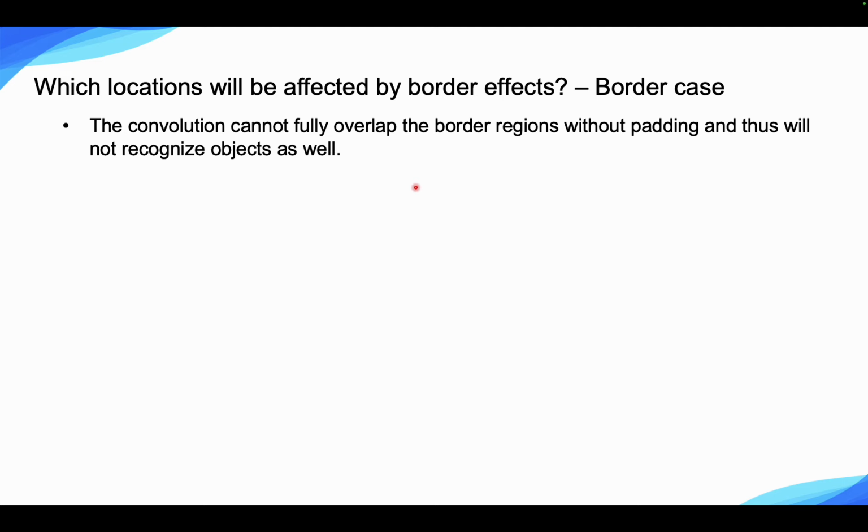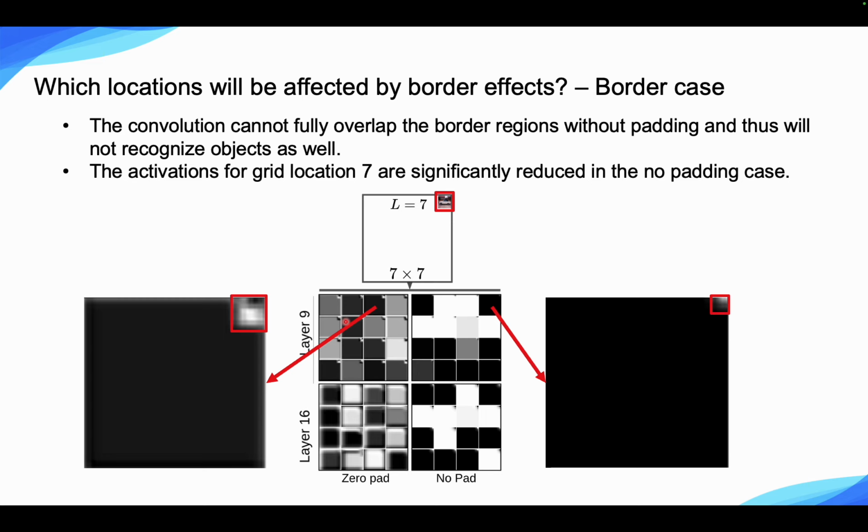And further, the convolution cannot fully overlap the border regions without padding, and thus will not recognize objects as well. We can see the feature map here. The activation for grid location 7 is significantly reduced in the no padding case. You can see the zero padding case and the no padding case. So the activation is blurred and not obvious.